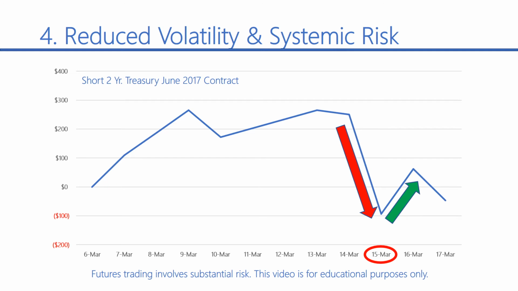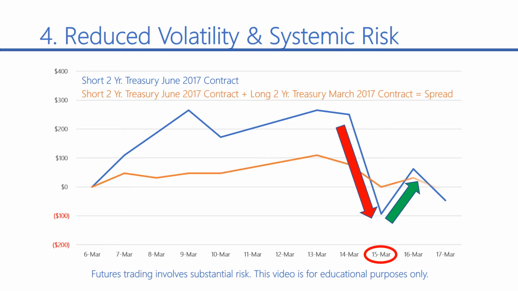Now, what if for that same time period, in addition to being short the 2-year June contract, you were also long the March contract, forming a calendar spread. The gold line shows the comparative result. On those two very volatile days, the 15th and the 16th, the gold line, representing the calendar spread, shows significantly less volatility than the blue single leg line.